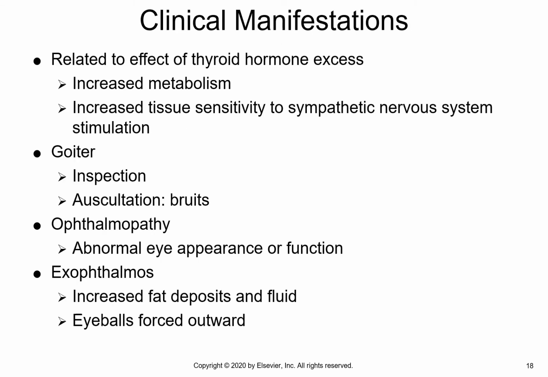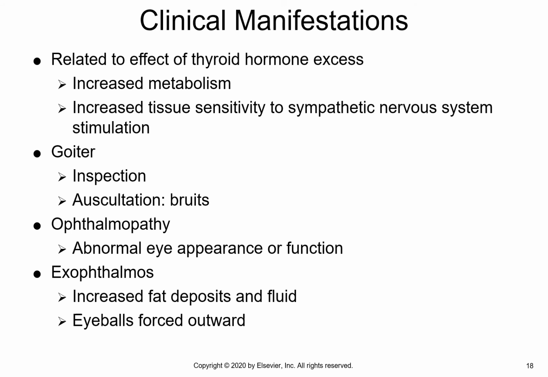So clinical manifestations we'll see. The manifestations are related to the effect of excess circulating thyroid hormone. It is directly increased metabolism and tissue sensitivity to sympathetic nervous system stimulation. Palpation of the thyroid gland may reveal a goiter. When the thyroid gland is excessively large, a goiter may be seen on inspection. Auscultating the thyroid gland may reveal bruits, a reflection of increased blood supply.